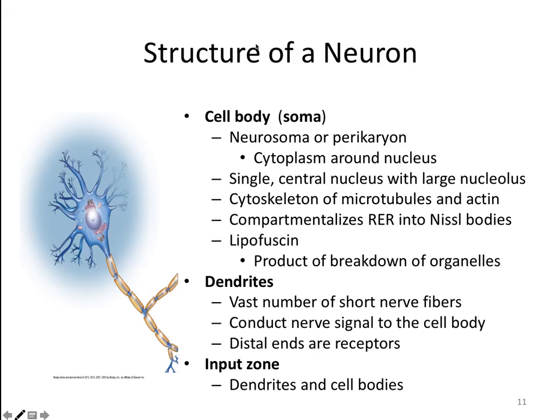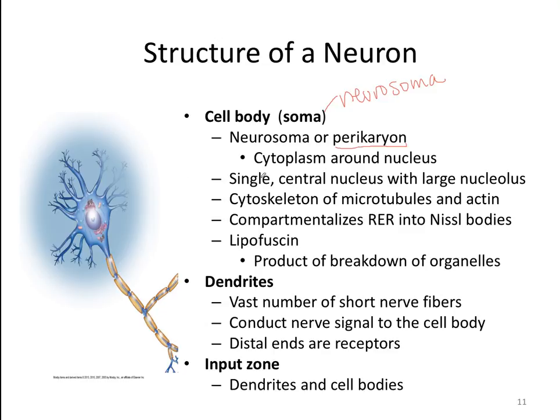All right, general neuron structure. So neurons have a cell body, which is also called the soma, and sometimes even more elaborately called the neurosoma. Perikaryon is a sort of antiquated term. It's not used much anymore, but you may see it, and it means the same thing.